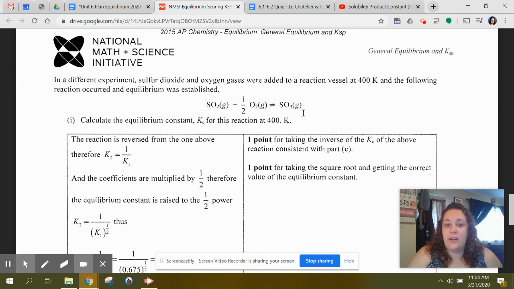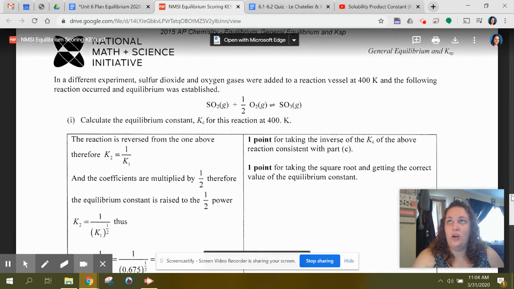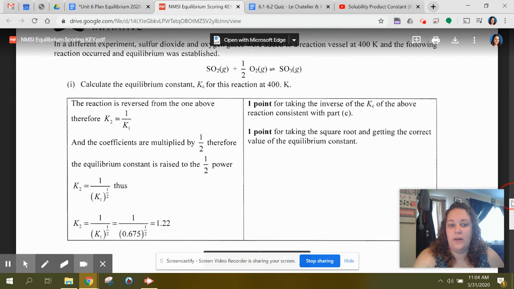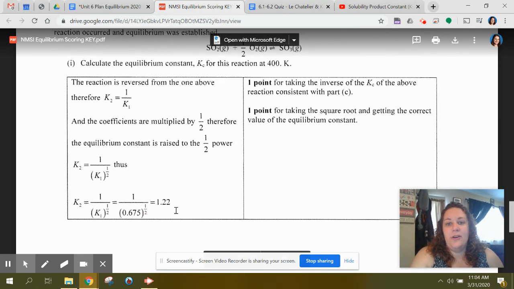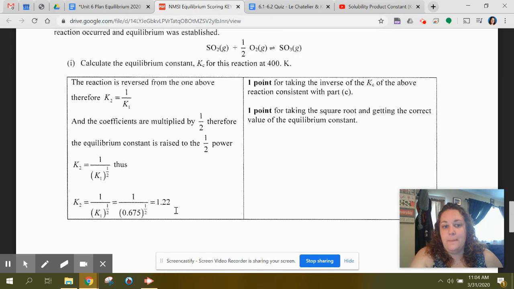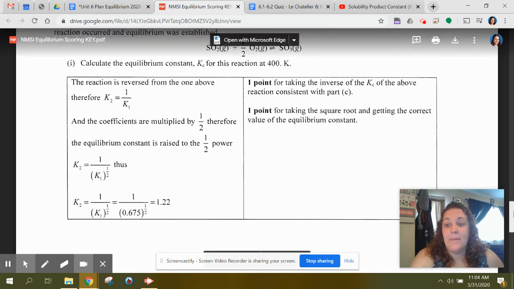And so our K value for this new equilibrium reaction is going to be the inverse of our initial K raised to the 1/2 power. Okay. So 1 over 0.625 to the 1/2. And I'm getting our new K value is 1.22. Hopefully.